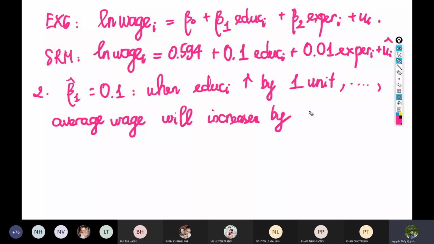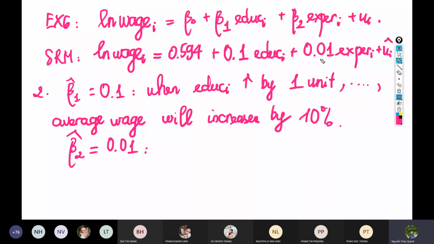Similarly, you have beta 2 hat equals 0.01. It suggests that when experience increases by 1 unit and education does not change, the average level of wage will increase by 1% on average. So that is the meaning of the estimated coefficient.